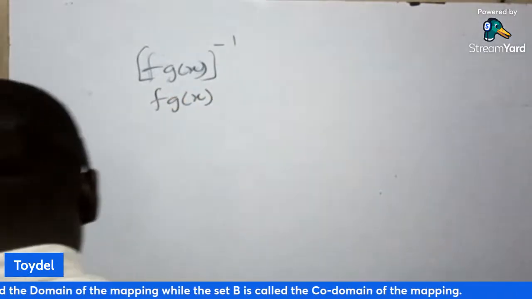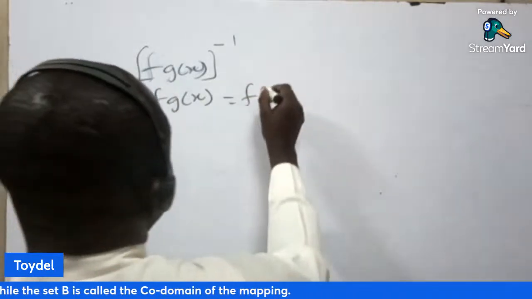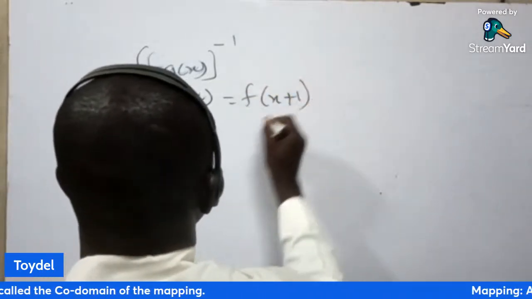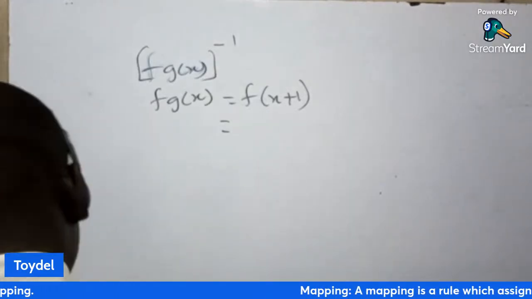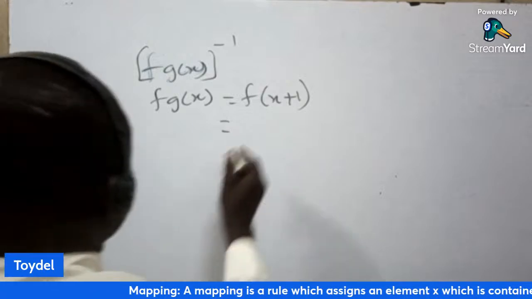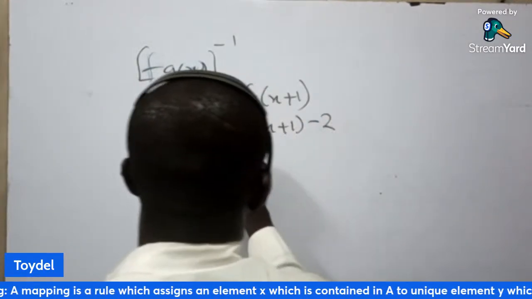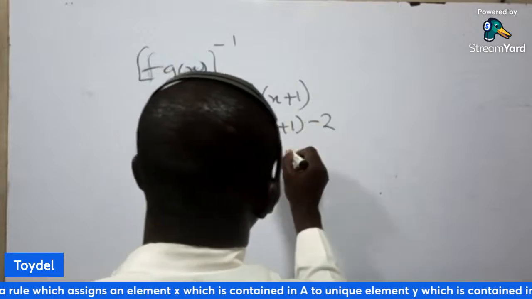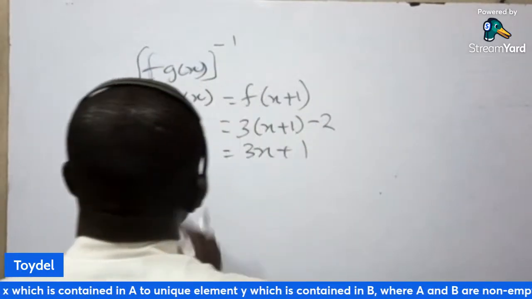So if that is the case, then I'm going to have f. What is g of x? G of x is x plus 1. Then what is f? F of x is defined as 3x minus 2. So I'm going to have 3 into bracket x plus 1 minus 2. Then I'm going to have 3x plus 1. That's what I'm going to get. So this is the whole of this.